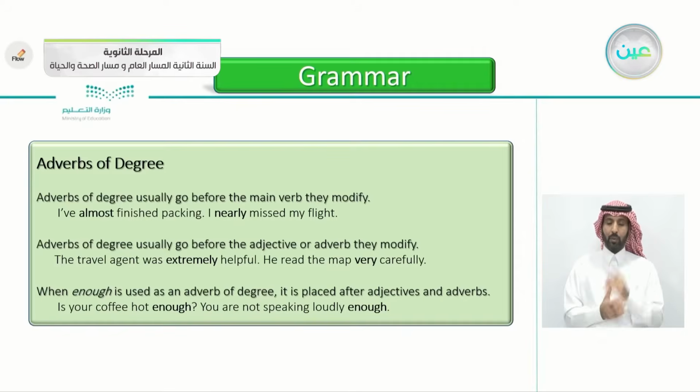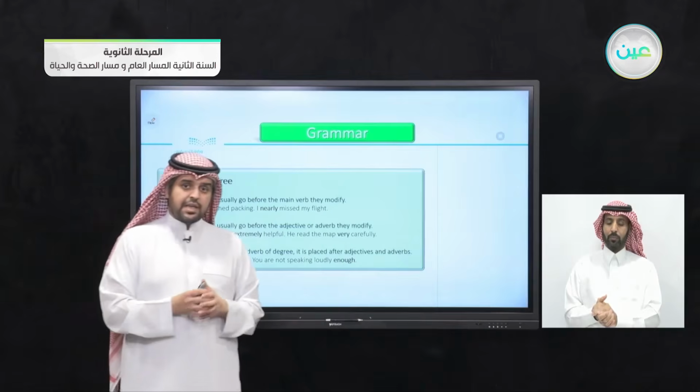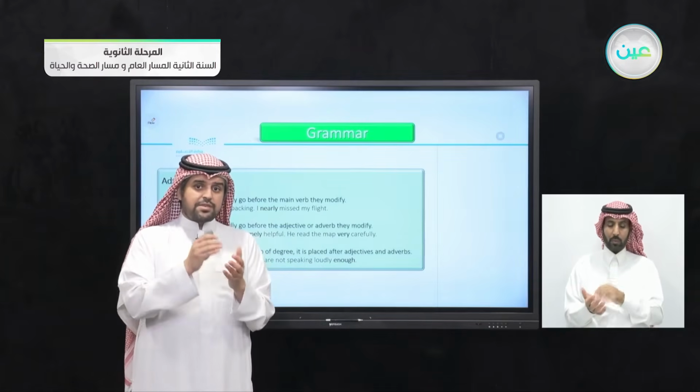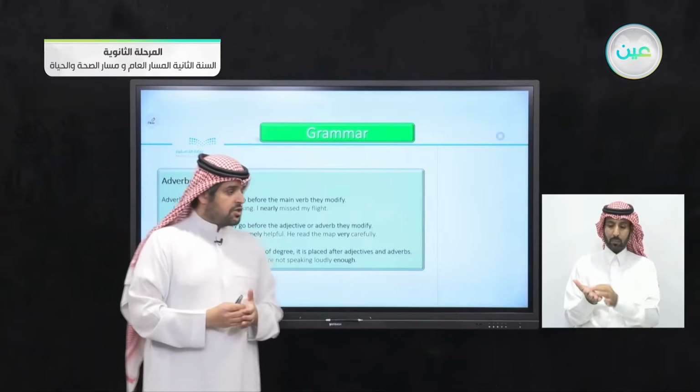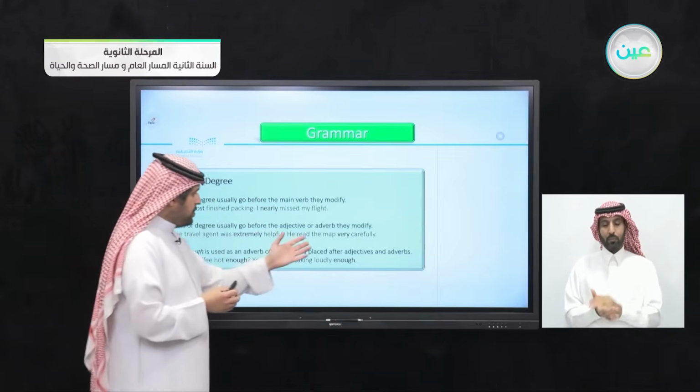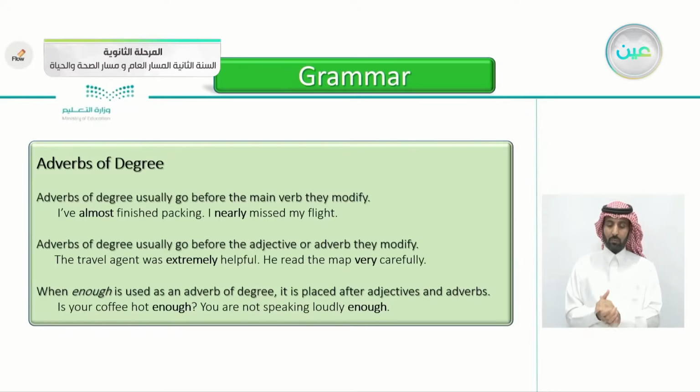He read the map very carefully. So he paid attention to details. He read the map step by step, location by location. So he was thorough in reading the map very carefully. And if you see here, extremely and very go before the adjective or the adverb. Extremely helpful, very carefully. When enough is used as an adverb of degree, it is placed after adjectives and adverbs.